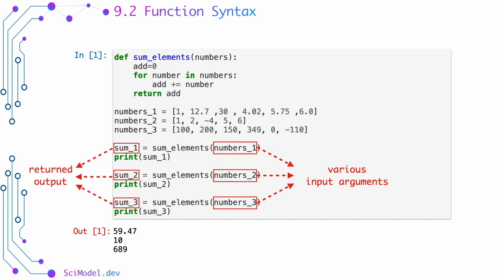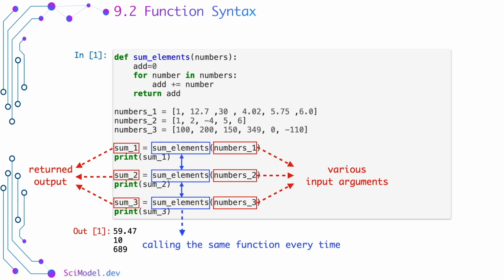Numbers1, numbers2 and numbers3 lists are the input arguments, and sum1, sum2 and sum3 are the returned output for each list when the SumElements function returns the add variable. Notice that for each list, we are calling the same function to perform the element-wise addition every single time. In this case, we are avoiding writing multiple loops that do the same operation, as we have previously done, just by calling the custom-built function, which was only defined once.